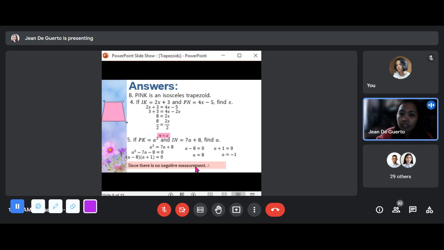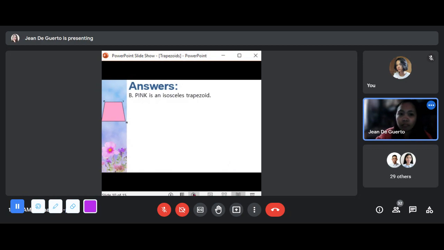Ayan. Since there is no negative measurement, therefore A is equal to 8. So, dalawa yung na-solve nating value, but we are going to drop the negative value for A. We just use the positive value. Okay, may questions dyan? Wala. Wala naman siguro.